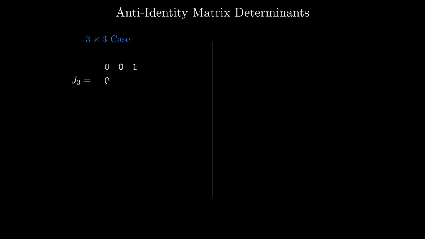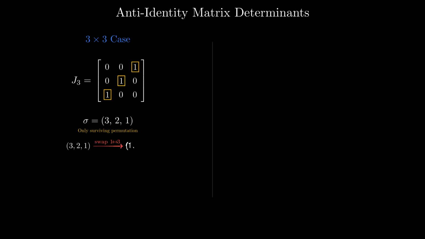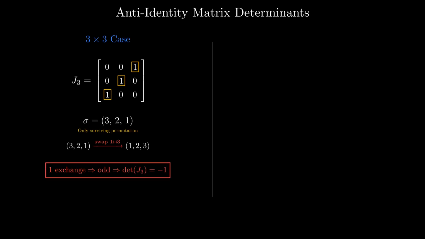Let's look at the 3x3 anti-identity matrix, which has ones only on the anti-diagonal, that is, at positions 1, 3, 2, 2, and 3, 1. Since all other entries are 0, the only surviving permutation in the Leibniz formula is 3, 2, 1. To find the sign, we sort it back to 1, 2, 3. Swap positions 1 and 3, and 3, 2, 1 becomes 1, 2, 3. That's just one exchange, which is odd, so the determinant equals -1.